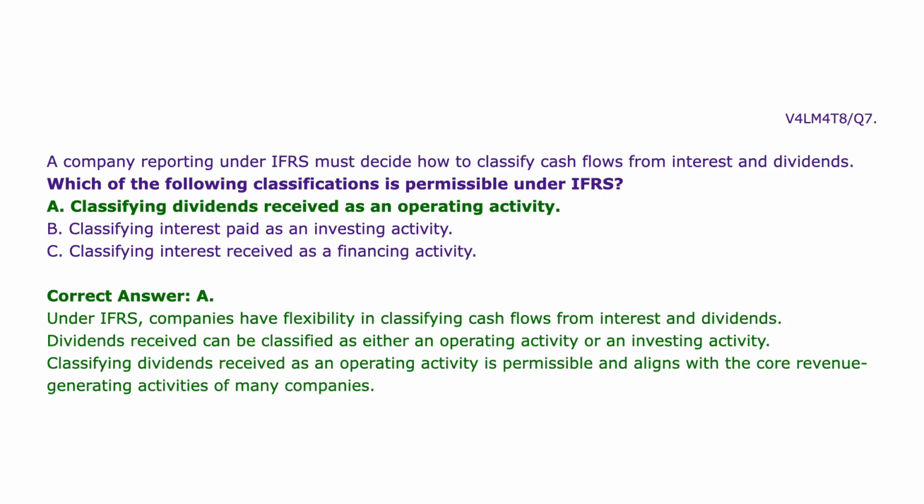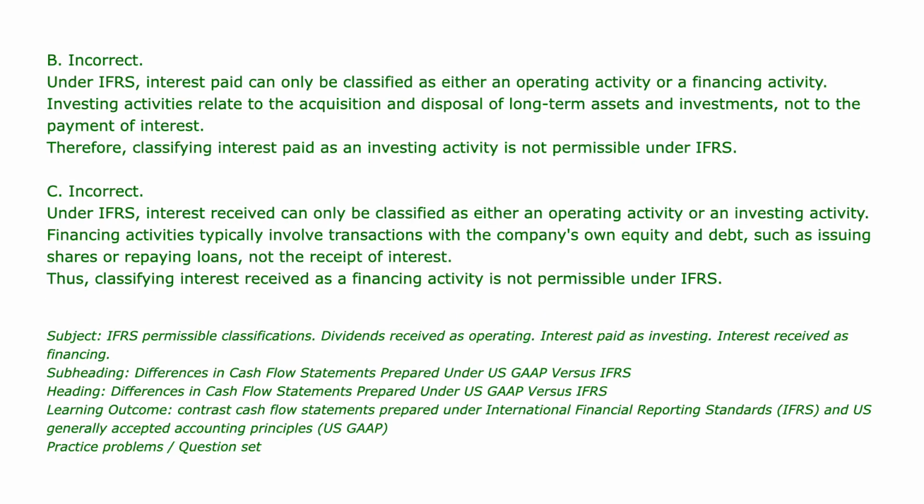IFRS allows companies to classify dividends received as operating or investing activities, with operating being permissible. B. Incorrect. Interest paid is classified as operating or financing activity under IFRS, not investing activity. C. Incorrect. Interest received can only be classified as operating or investing activity under IFRS, not financing activity.